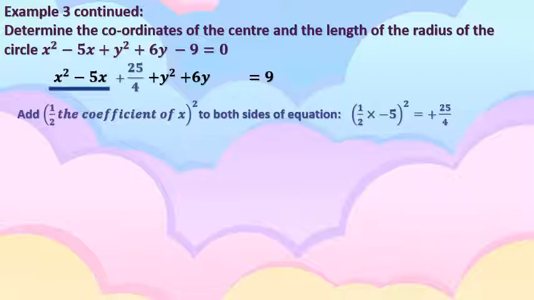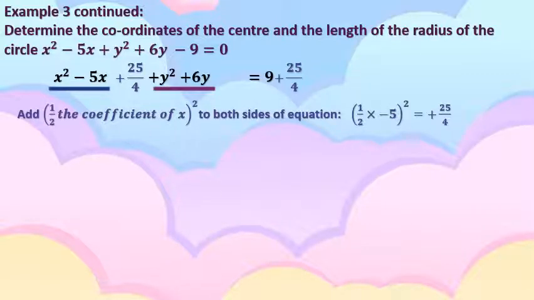So let's pop it in to that area where we've grouped our x's so that we now have a trinomial. However, what you do to the left-hand side of an equation, you must do to the right-hand side of the equation to make sure you are making mathematical sense. And now we can repeat this process with the y's.